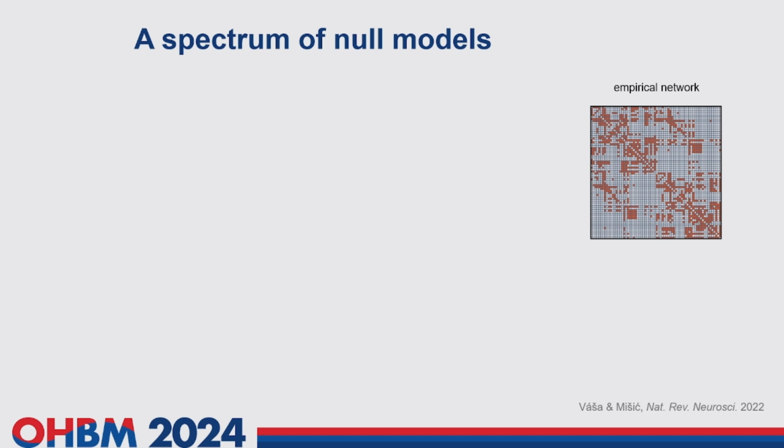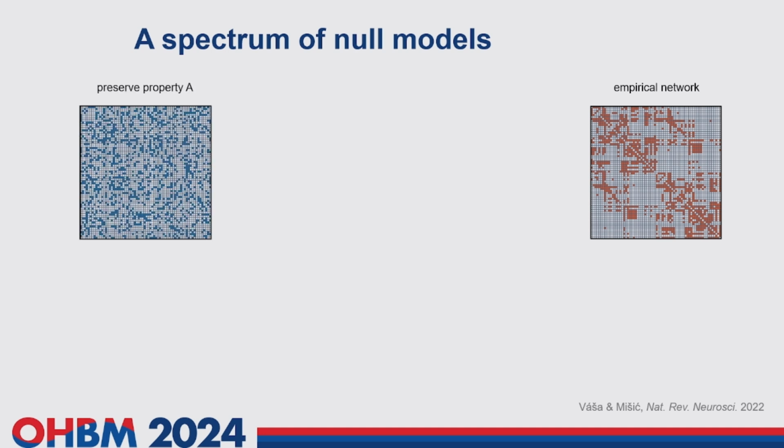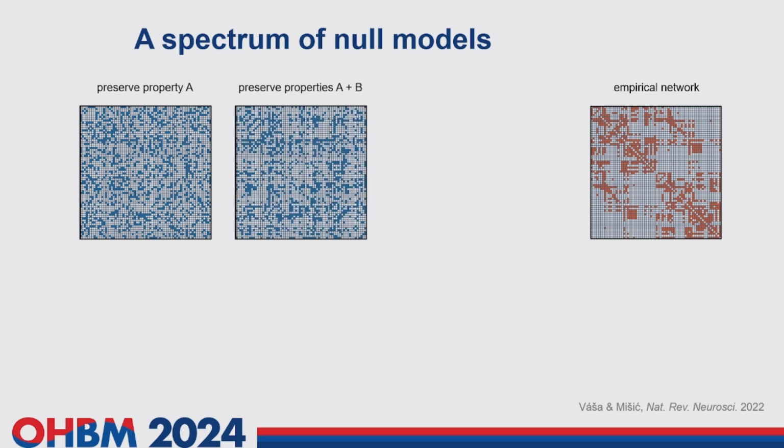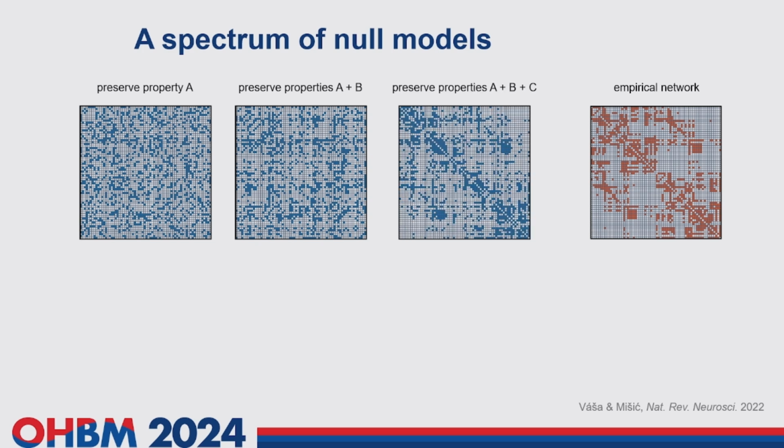Finally, there's a whole spectrum of null models, and it's really a very powerful approach. So here we have an empirical network. There's a whole range of null models we can implement. On one extreme, we can preserve very little and randomize almost everything else. We could preserve multiple properties, or we could try and preserve as much as possible and actually change very little to have a very strict benchmark.